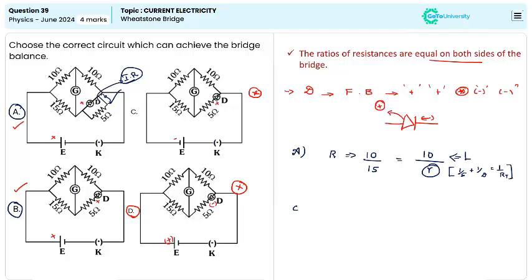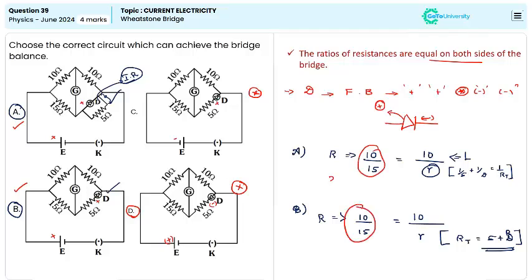In a similar way, if we are checking B, we can write the right side is having a ratio of 10 over 15 and the left side is having a ratio of 10 divided by R, because there is a diode in the connection again. So here we can write the total resistance will be equal to 5 plus the resistance of the diode, because it was connected in a series connection. So this is what we have in the question. When we are checking the right side, it is equal to 2 over 3. When we are checking the left side, it was equal to 10 divided by R.